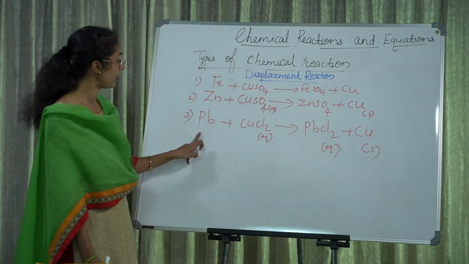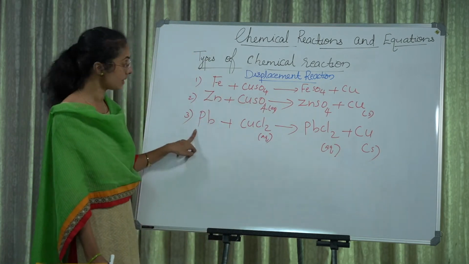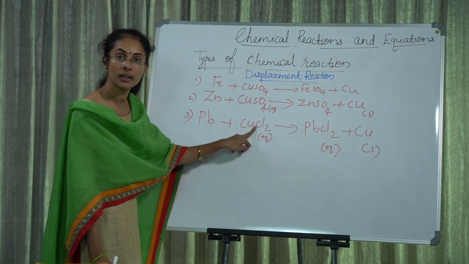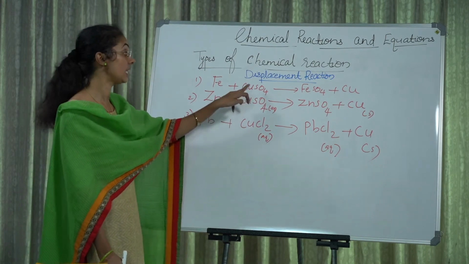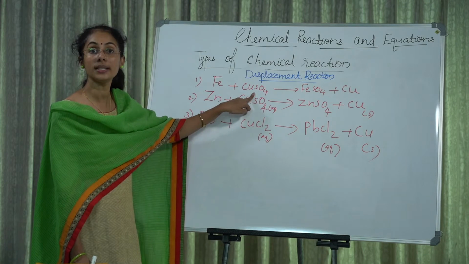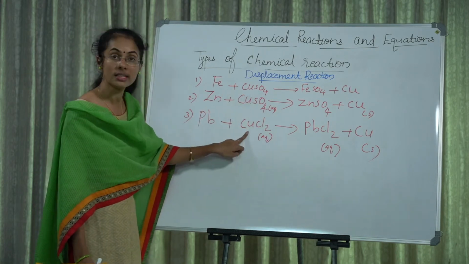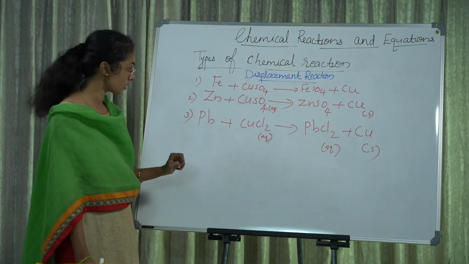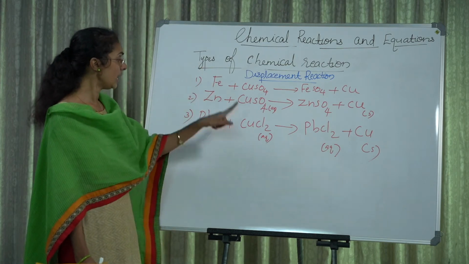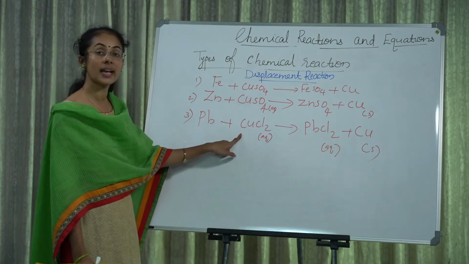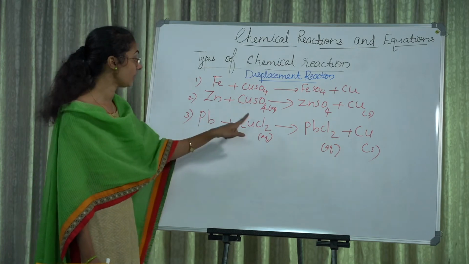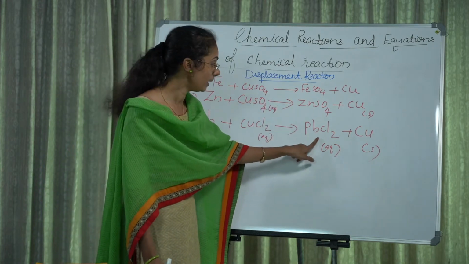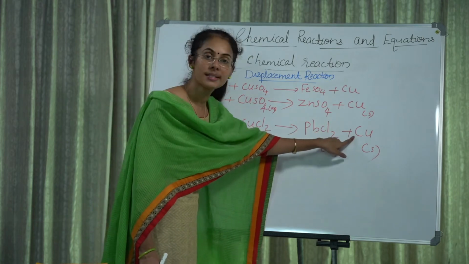In the case of Pb, lead, and CuCl2, copper chloride. CuSO4 means copper sulfate and CuCl2 means copper chloride. In these reactions also, the lead removes or displaces the copper, then lead and chlorine combine to form lead chloride plus Cu.